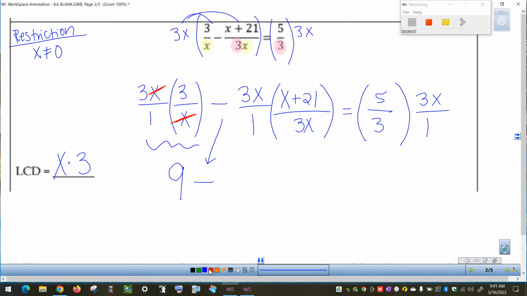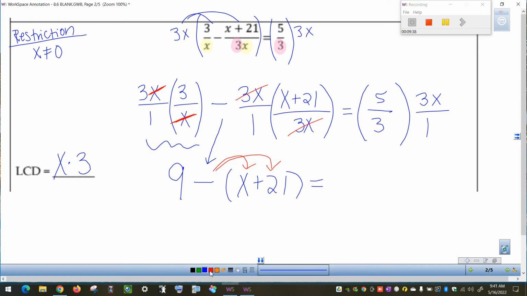All right, in the middle one here, it looks like the 3x on the top completely cancels with that 3x on the bottom. Now, it's going to leave us with the x plus 21, but notice how it's behind a subtraction sign. And so for a moment, I'm actually going to leave that x plus 21 in parentheses, because both of those terms are going to be subtracted.